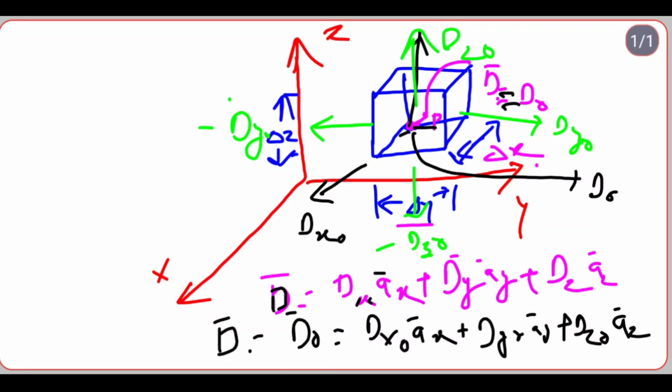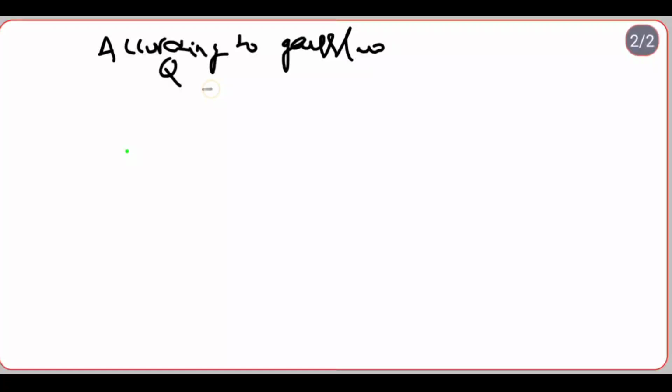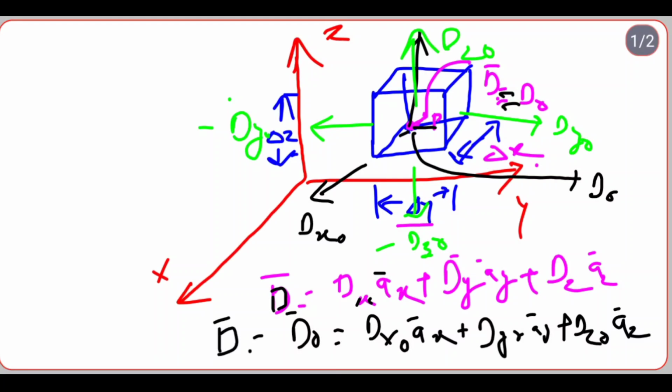Now we are applying Gauss law. According to Gauss law, the total charge Q equals the surface integral of D dot dS. The total surface integral has to be evaluated over 6 surfaces, as we already saw in the diagram.